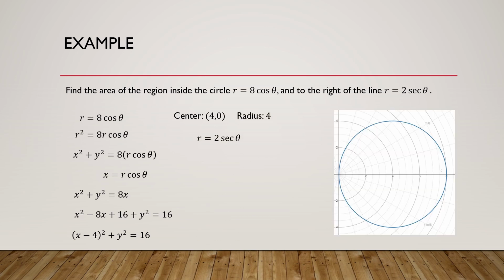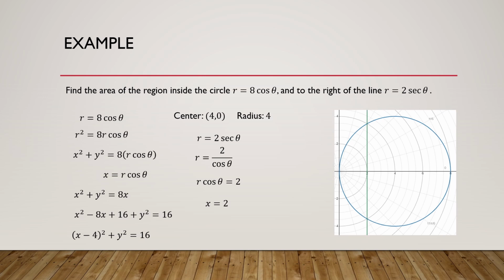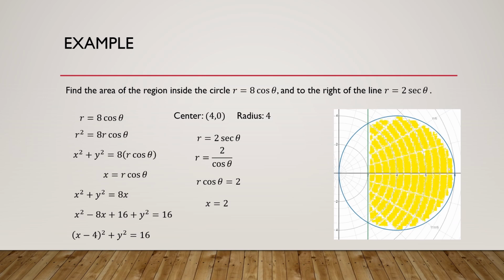For r equals 2 secant theta, we replace secant theta with 1 over cosine theta, then multiply both sides by cosine theta to get r cosine theta is equal to 2, or x equals 2. This is a vertical line at x equals 2. Inside the circle and right of x equals 2 is depicted by the shading.